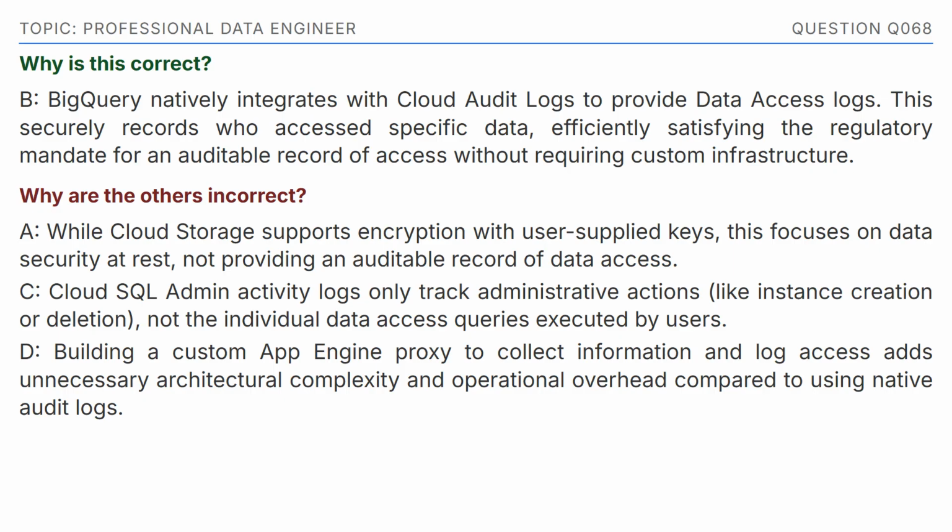A. While Cloud Storage supports encryption with user-supplied keys, this focuses on data security at rest, not providing an auditable record of data access. C. Cloud SQL admin activity logs only track administrative actions, like instance creation or deletion, not the individual data access queries executed by users. D. Building a custom App Engine proxy to collect information and log access adds unnecessary architectural complexity and operational overhead compared to using native audit logs.